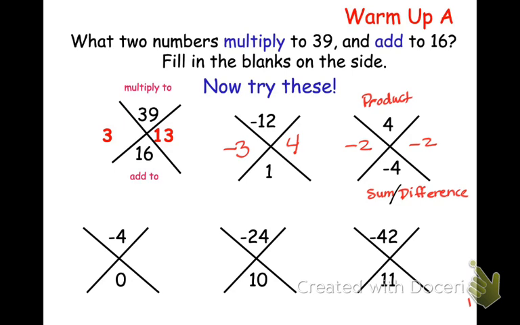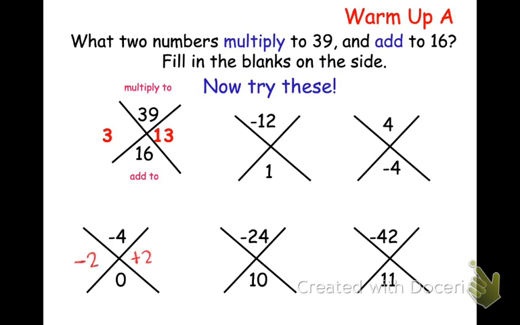Now pause the recording and do the next 3 on your own. All right, let's check our work. What multiplies to negative 4 and adds to 0? We have a negative 2 and a positive 2. If you get stuck, we're going to make a factor tower. For 24, we'll list all the factors: 1 and 24, 2 and 12, 3 and 8, 4 and 6. Go in order, and then see if any of those add or subtract.